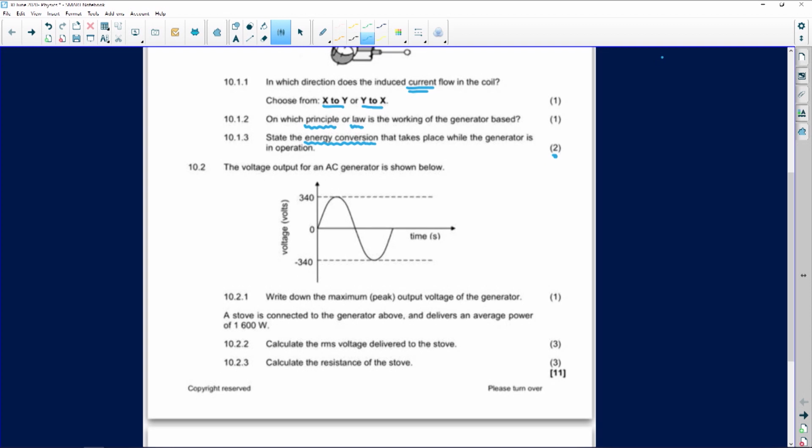So now they've given us 10.2 and it says the voltage output for an AC generator is shown below. How do I know this is AC? Remember, when you talk about alternating current, it will turn as it rotates, and it also makes a sine graph. So this is alternating, so I can see I've got an amplitude here with a height, that's the maximum point there, and the voltage is 340. So that's what I'm given.